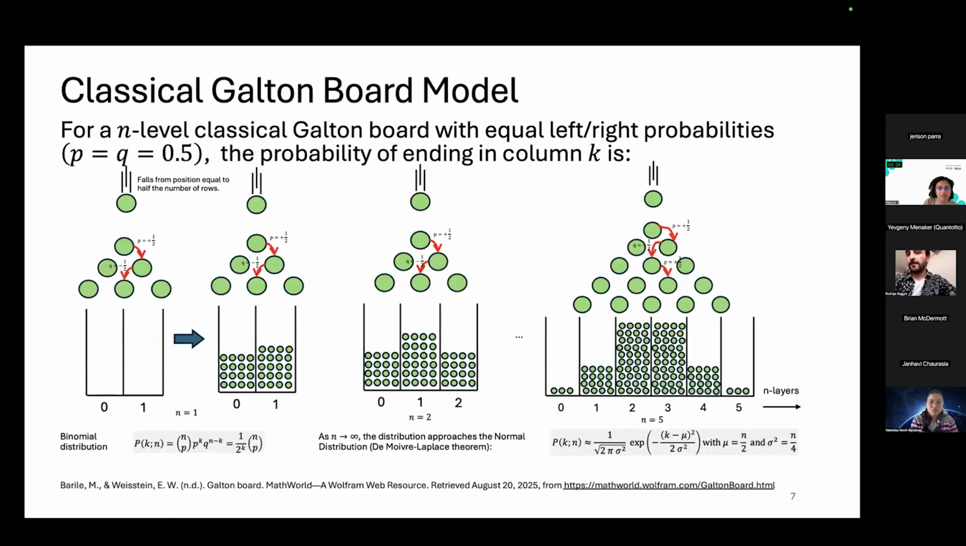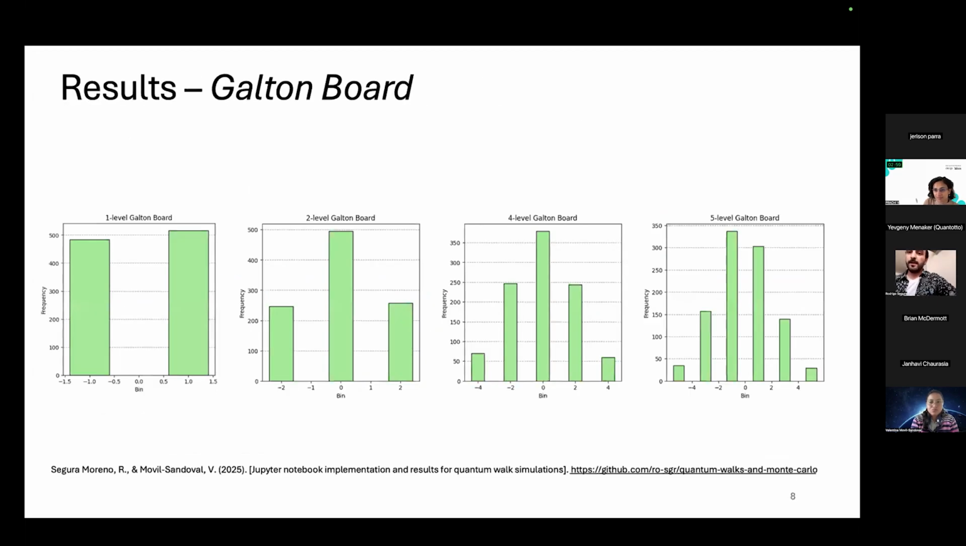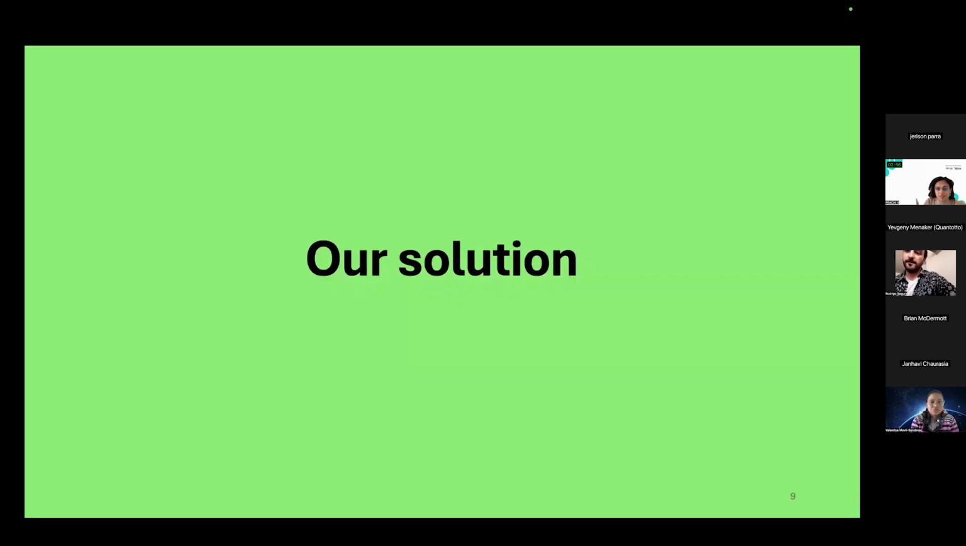So now we want to extend the random walk to the classical Galton board model. The main idea is a ball falls, hits a peg, and moves left or right with probability P or Q. If we add more layers to this board, we get the same idea as the 1D walker, moving left or right given a probability. As the number of layers goes deeper, ideally approaching infinity, we get a normal distribution. Here are the results for 1, 2, 4, and 5 level Galton boards.